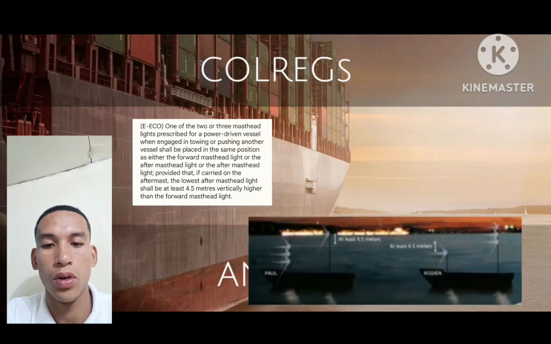E is for Echo. One of the 2 or 3 masthead lights prescribed for a power-driven vessel when engaged in towing or pushing another vessel shall be placed in the same position as either the forward masthead lights or the after masthead lights, provided that if carried on the aftermast, the lowest aftermast light shall be at least 4.5 meters vertically higher than the forward masthead light.